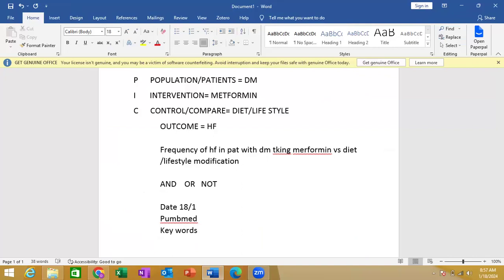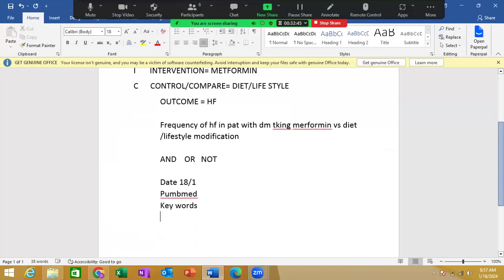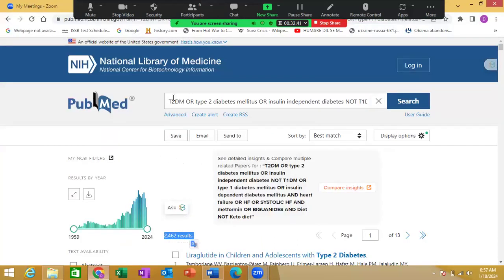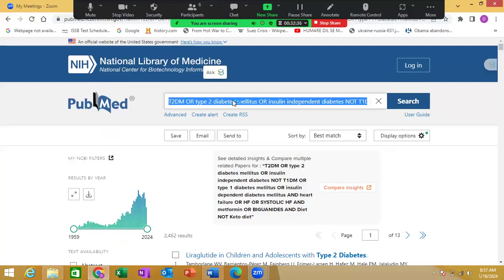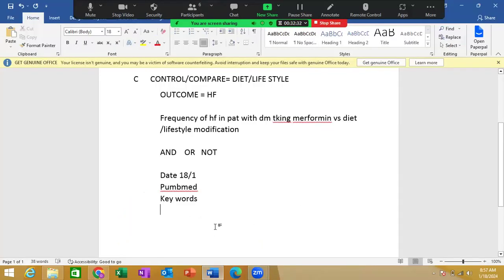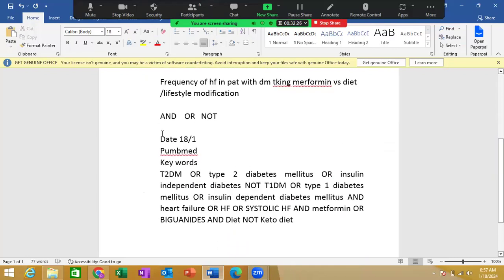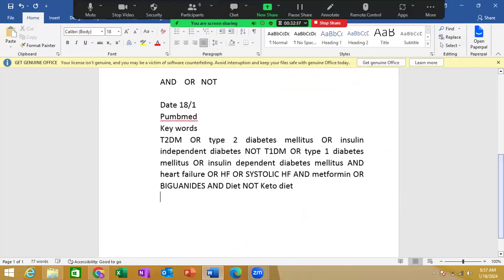Then you will copy paste this whole search strategy and paste it here in the Word file. On the 18th, we searched PubMed with these keywords. This was our search strategy. You will have to mention it in your manuscript, in the methodology, this whole term.